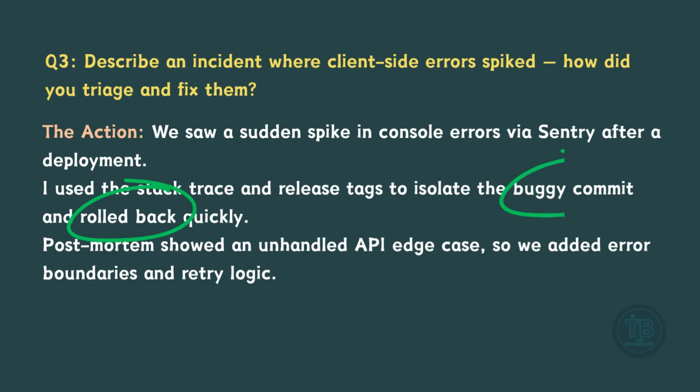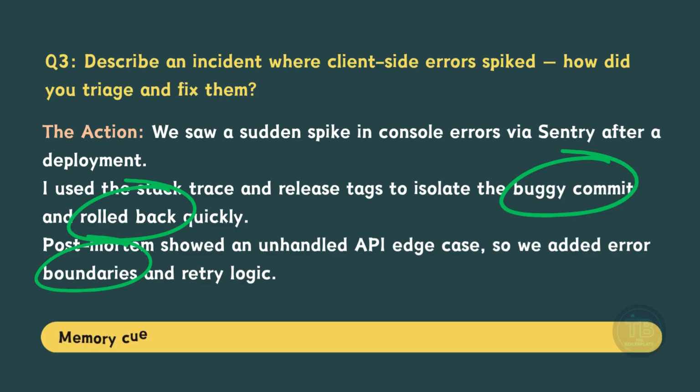and then we can isolate the buggy commits so that they do not impact other modules or other repositories. We have to check it and debug it, which showed us that it was related to some API issue. And then we can add error boundaries, which is another important point in React, and we can retry the logic. The memory cue is: Sentry spike, then we rolled back and fixed the problem with error boundaries.